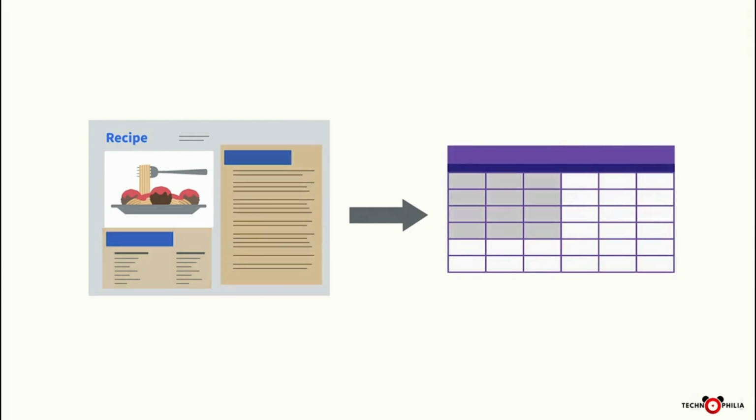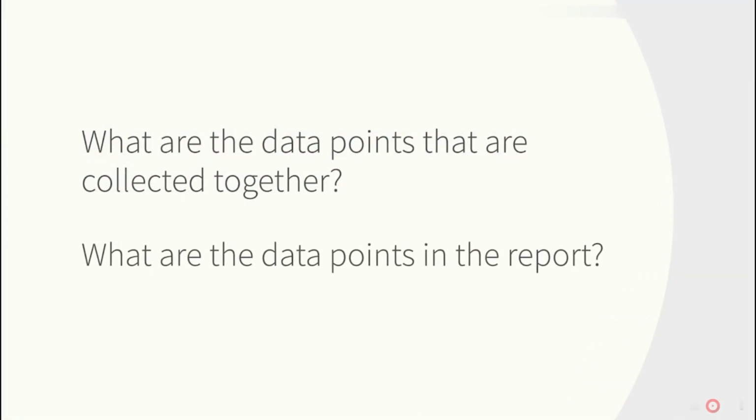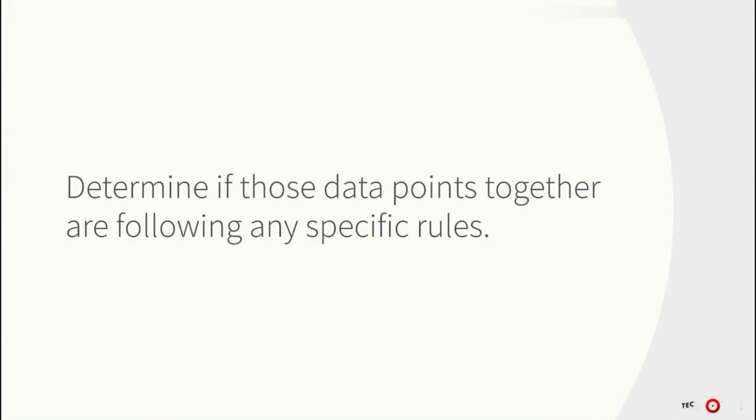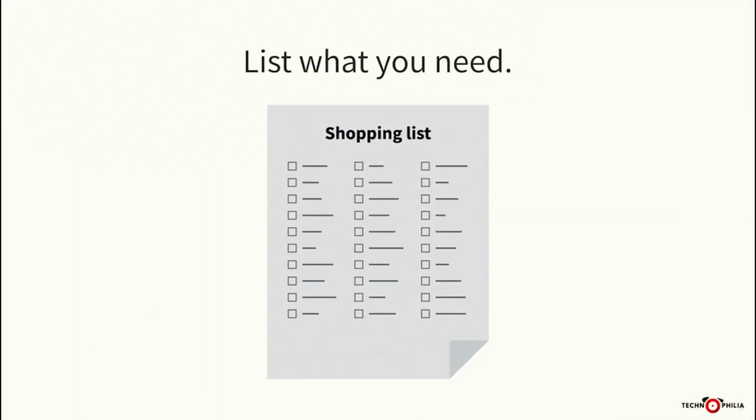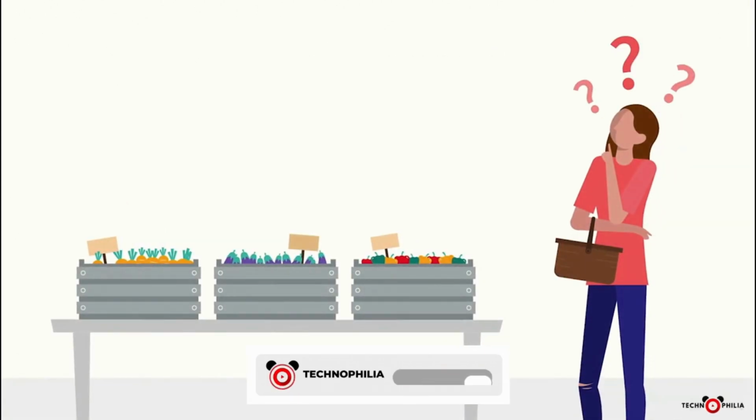The ingredients are the data, and the measurements and prep rules are examples of the business rules. When reviewing a report, ask yourself what the data points are that are collected together, and what those data points are that you see on the report. Determine if those data points together are following any specific rules, like only showing the last 30 days or showing the next 7 days. Have you ever been to the grocery store and forgotten your list? It's easy to miss a key ingredient or spend too much on ingredients you don't need. It's no different for the data analyst.